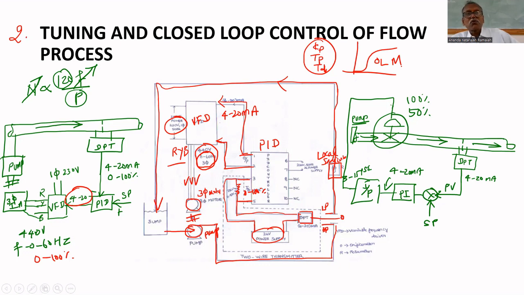But we cannot use the closed loop method for level, temperature, and pressure. We have to use the reaction curve method to find the tuning parameters. So in the level process, by using the reaction curve, the open loop method, we find the tuning parameters. But here we can use the closed loop method. That's why the title is tuning and closed loop control of flow process. No mathematical model is obtained, unlike what we obtained in the level process.